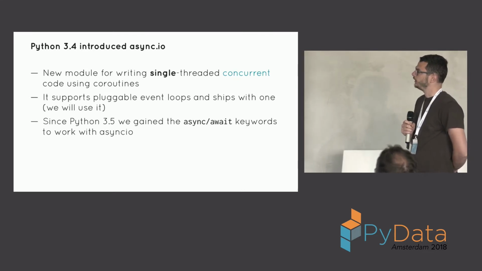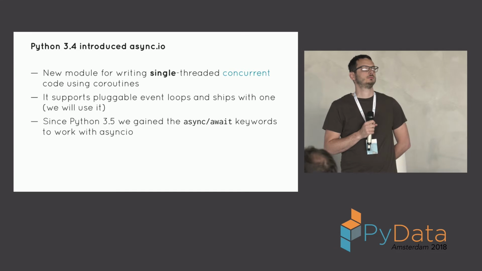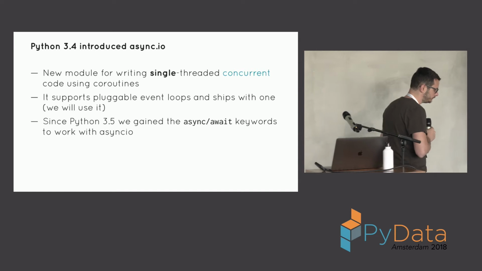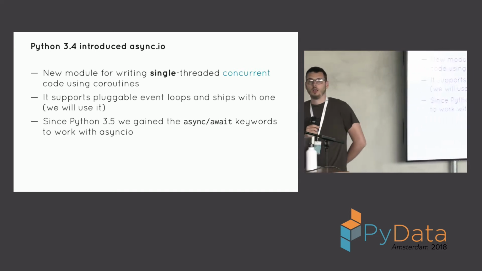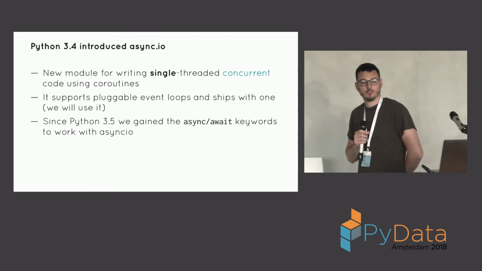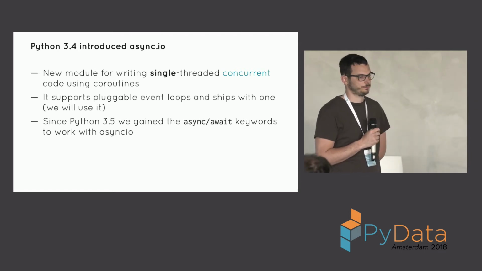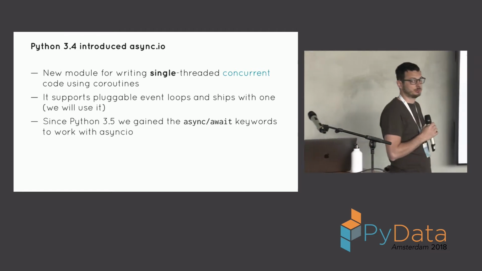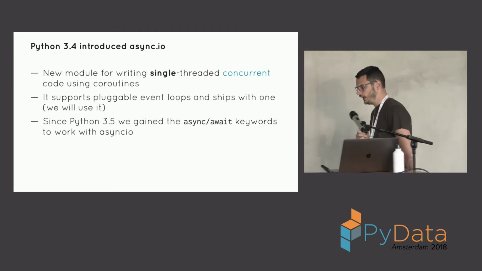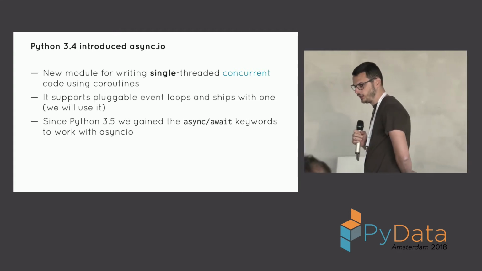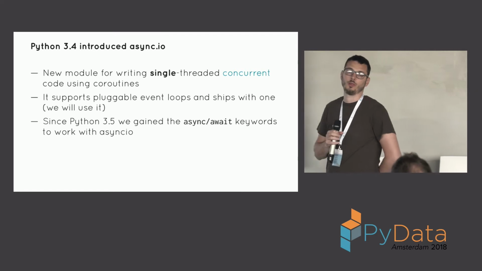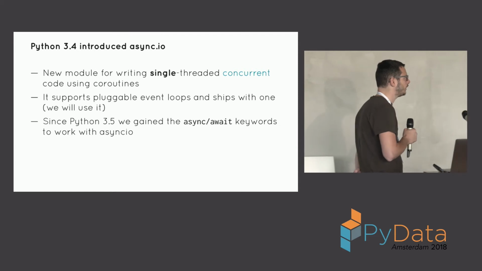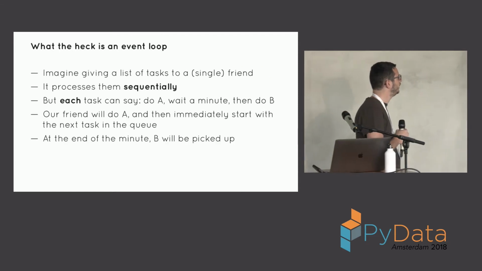How many of you know what Asyncio is? Yeah, so maybe half of the audience. Basically, it's a new module introduced in Python 3.4 to write single-threaded concurrent code using coroutines. It supports pluggable event loops and ships with one that we will use in this talk. And since Python 3.5, we also gained some new keywords to work with Asyncio, in particular the async and await keywords. Of course, I talk here about an event loop, but what's an event loop?